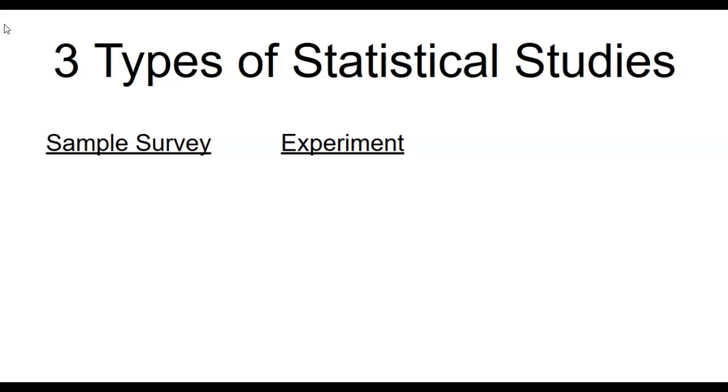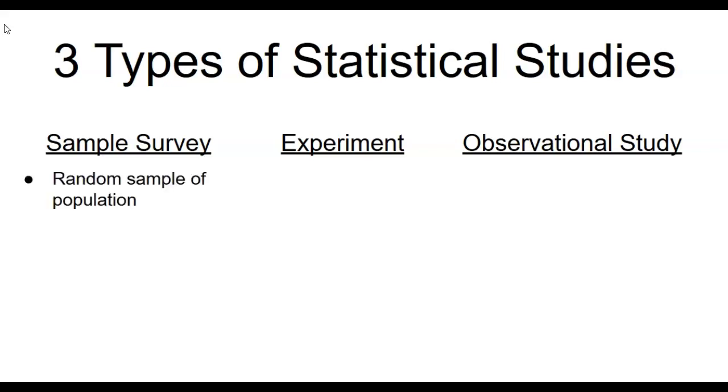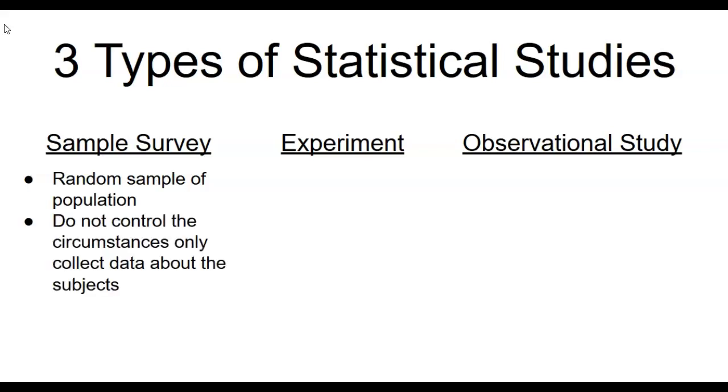There are three main types of statistical studies: sample surveys, experiments, and observational studies. What are the differences between the types? Let's start with the sample survey. Sample surveys choose a random sample to represent the population that they are trying to draw a conclusion about. They do not control their subjects' situations, nor do they have any treatments or procedures, but they collect data about their subjects by asking questions, collecting physical data, or observing outcomes.